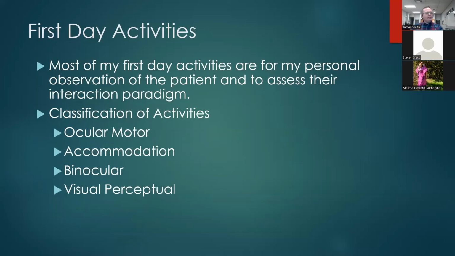We're not going to break all these down, but ocular motor, the eye movement, accommodation, binocular, and visual perceptual. So all these four things, these are what I'm basing each week. Do I have an ocular motor activity? Do I have an accommodation activity? Do I have a binocular activity? Do I have a visual perceptual activity?